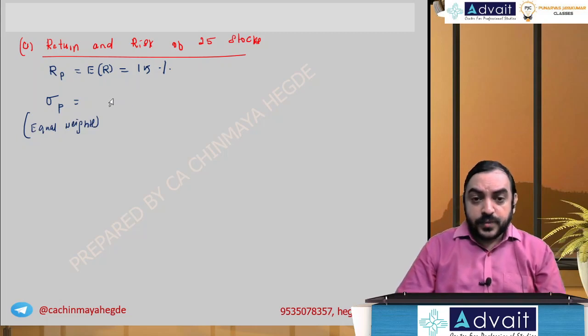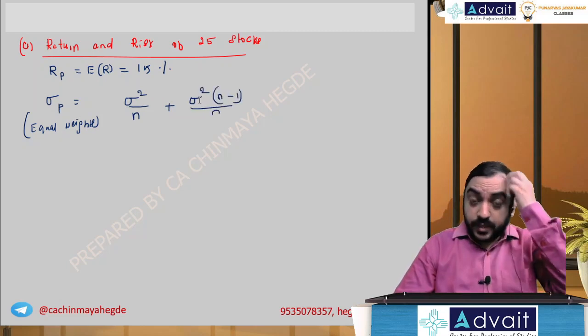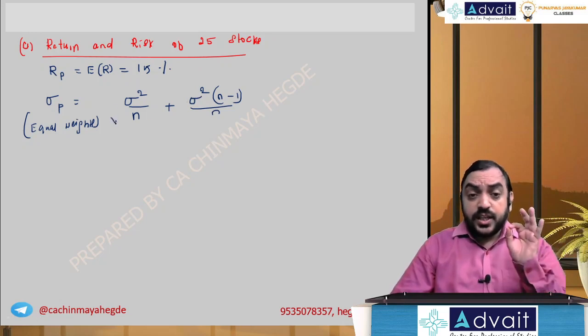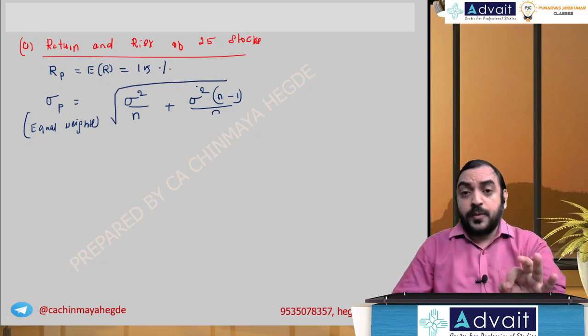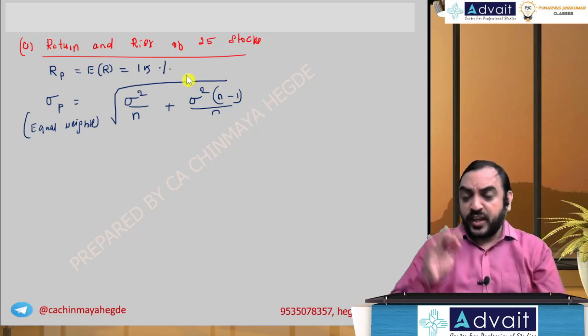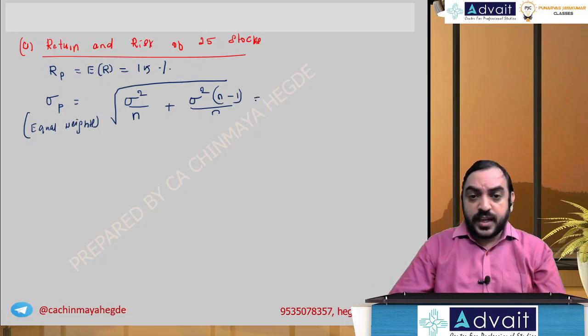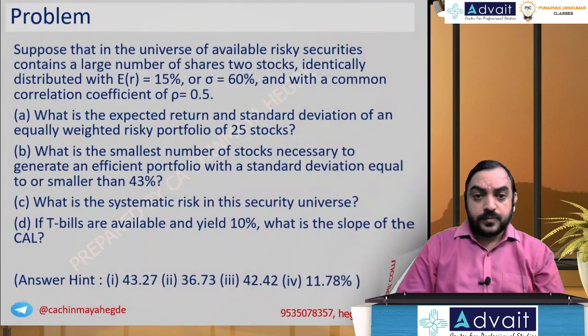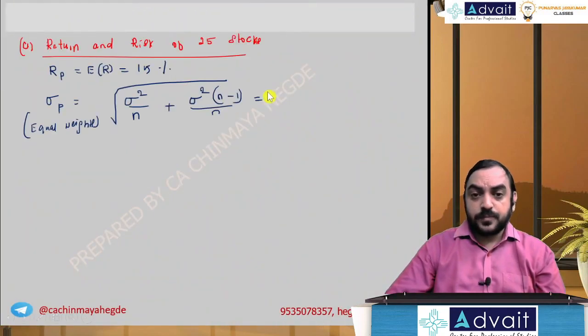It is given by the standard deviation square, the variance, divided by the number n, plus standard deviation square into (n minus 1) divided by n. I repeat, this formula is unique with respect to this problem. This is not a repetitive problem. Make that point very, very clear. So, standard deviation square. What was the standard deviation?